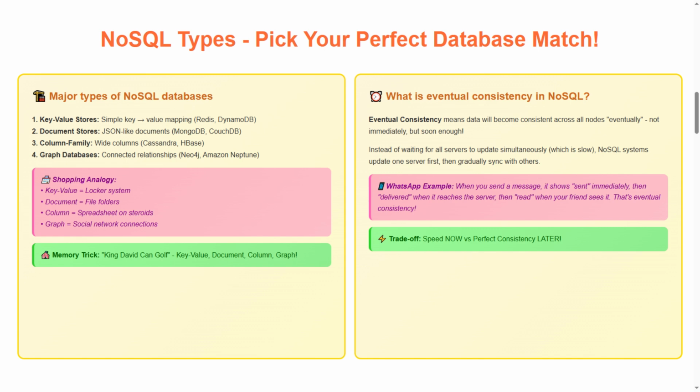Now for our WhatsApp example section. WhatsApp example. When you send a message, it shows sent immediately, then delivered when it reaches the server, then read when your friend sees it. That's eventual consistency. And our trade-off section. Trade-off. Speed now versus perfect consistency later.